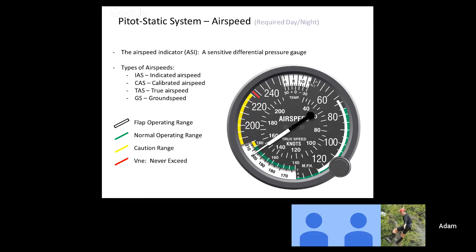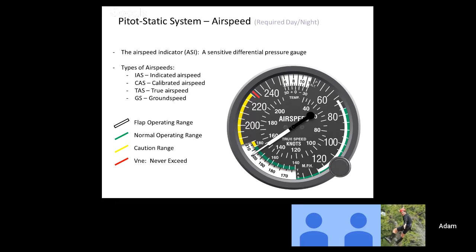It truly is no more complex than that. It's a pressure differential gauge that's calibrated to show you the speed, to translate pressure differential into aircraft speed. There are a handful of different kinds of airspeeds that I'm going to detail in, I think, 2 slides here, so I'm going to skip that for a minute.